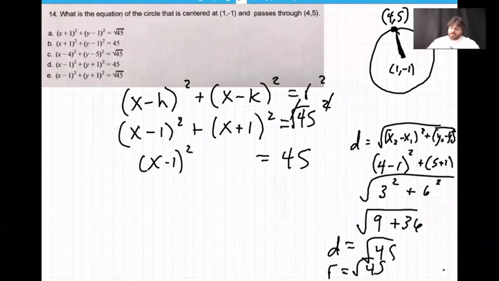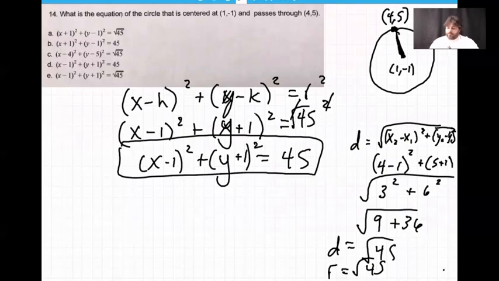So my formula is x minus 1 squared. Sorry, this should be a y. I made that mistake a while back. Y plus 1 squared equals 45. That is my formula, which goes through the center of 1, -1 and through the point 4, 5. So which one looks like that? Looks like it is answer choice D.